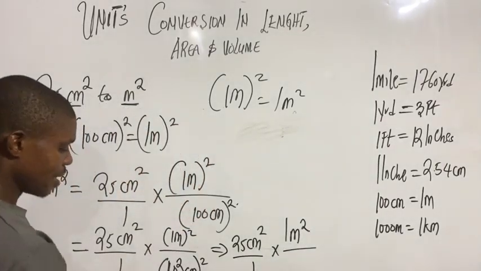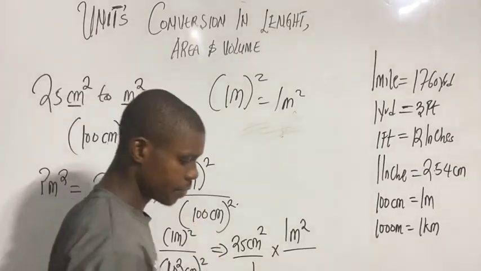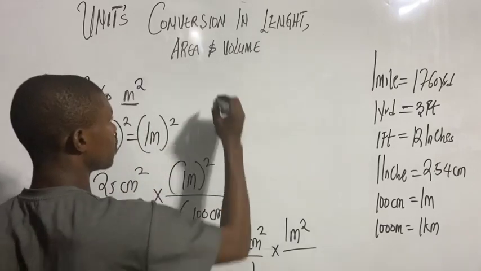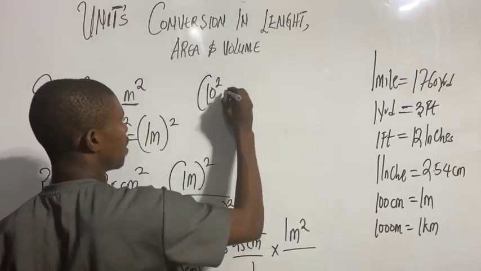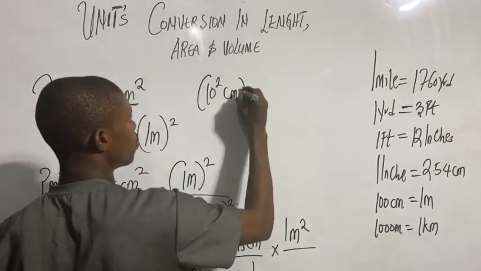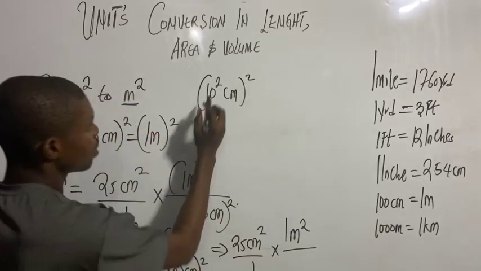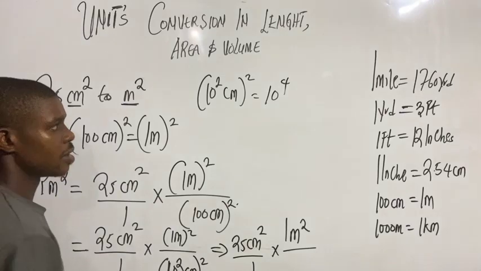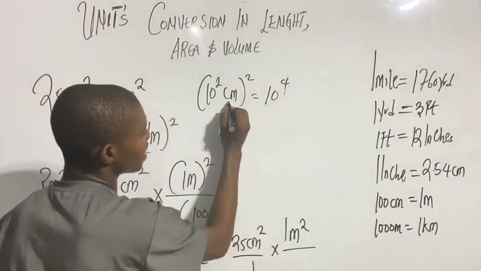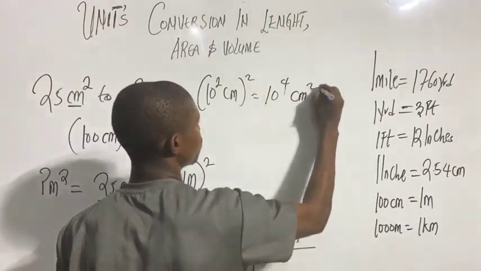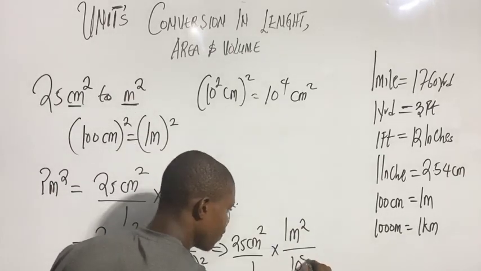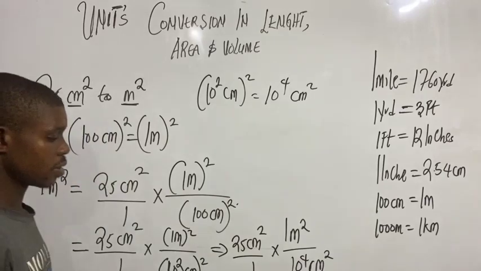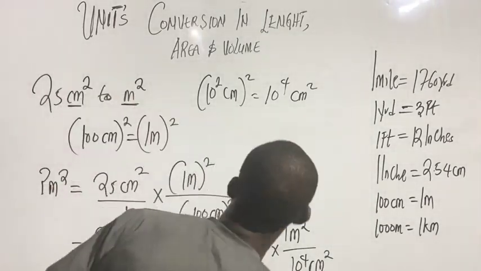Now here, if I have 10 squared all squared, what does it mean? It means 2 times 2, which is 4, so 10 to the power 4. Then centimeter times centimeter equals centimeter square. So it will be 10 to the power 4 centimeter square. Do you understand? So let me write this down here.